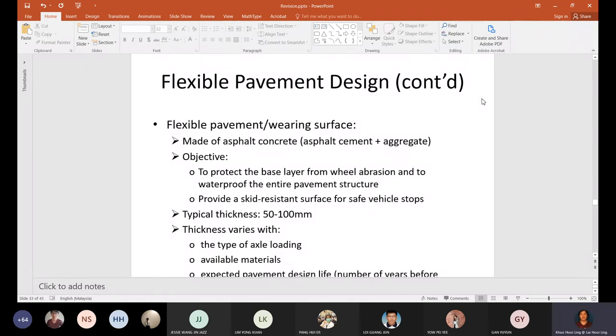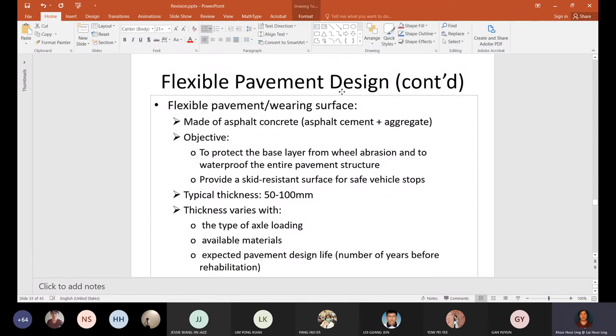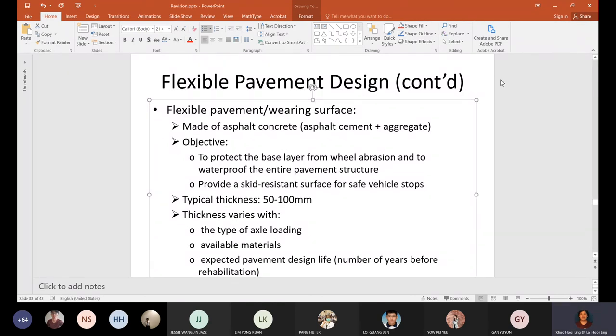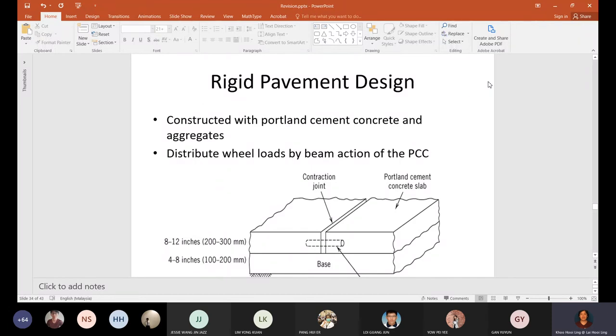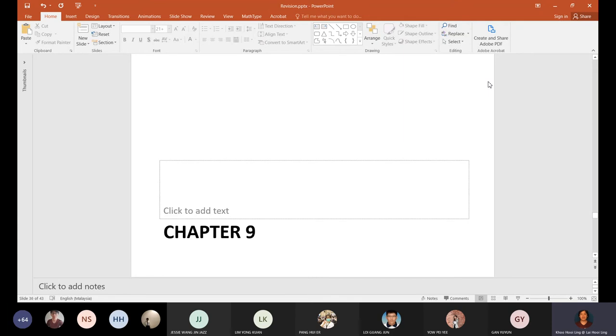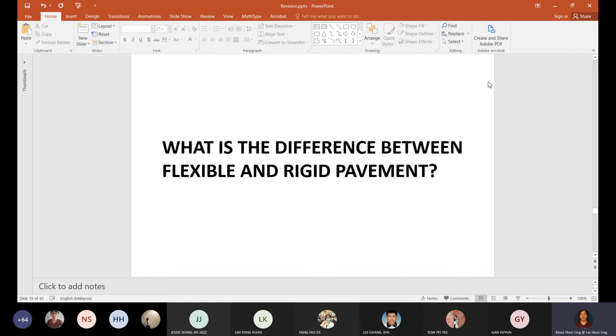These are the captures from the notes. You can go through them. This is a rigid pavement. And what is the difference? Just now I've mentioned already, what is the difference between the flexible and rigid pavement? This one you need to do a bit of comparison.